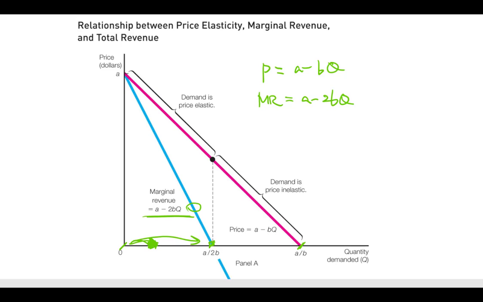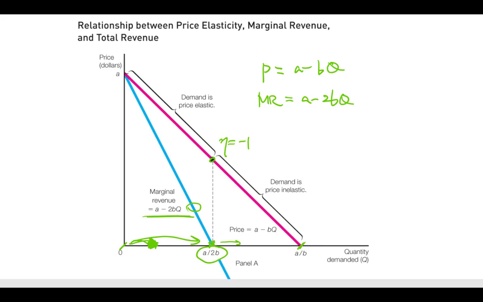If from that point you try to sell more, marginal revenue, or the additional money you make, becomes negative, so it reduces your total revenue, which is not good. So you won't like to produce anything when quantity goes above A over 2B. And recall, when Q equals A over 2B on the linear demand curve, elasticity of demand is unit elastic.